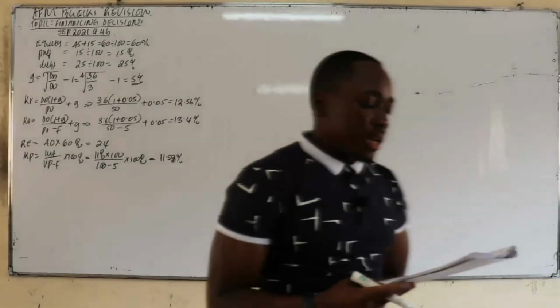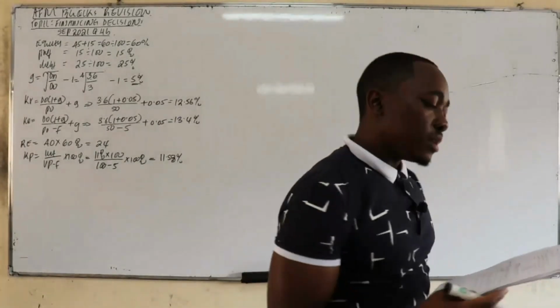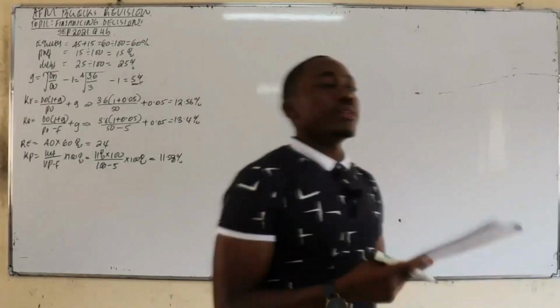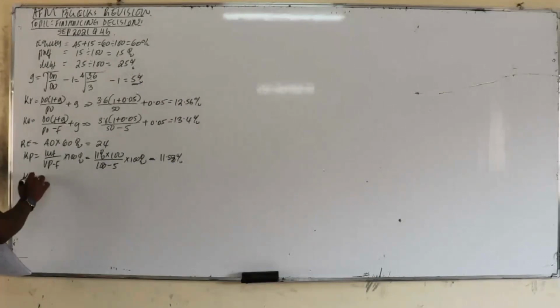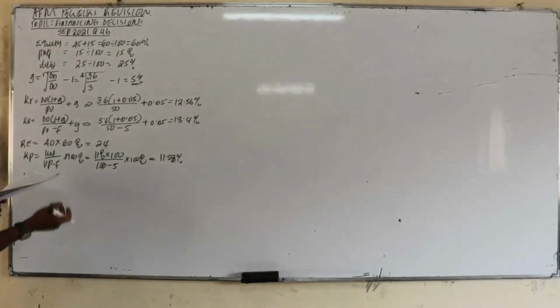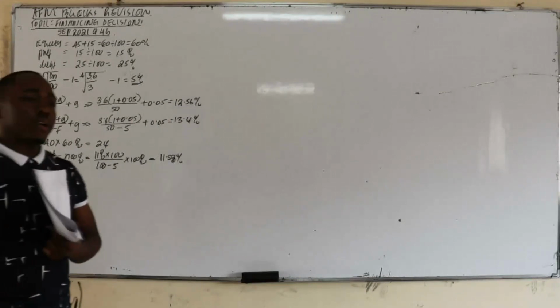A new debenture can be sold at a coupon rate of 13%. See that if you issue any debt at coupon rate, that means the cost of the debt will be 13%. The debenture will be issued at par. But in case you are given the par value, are you given the par value? You're not given the par value.